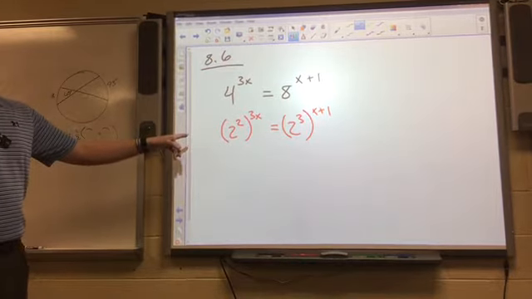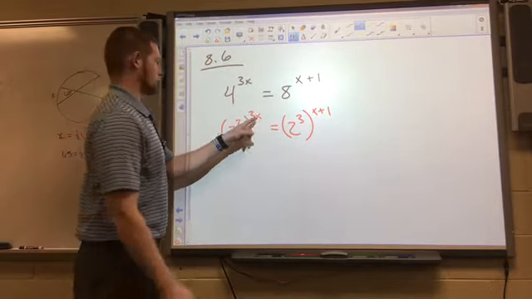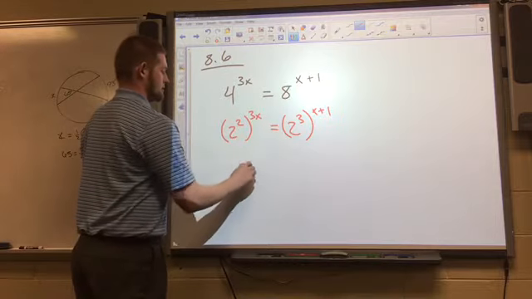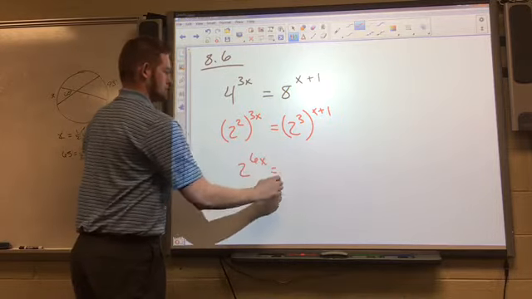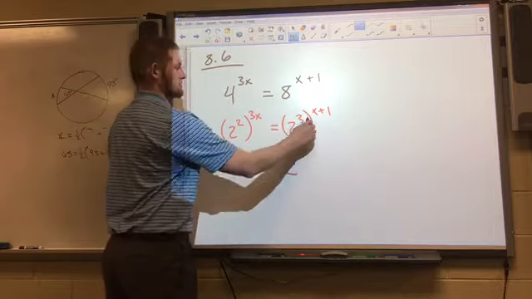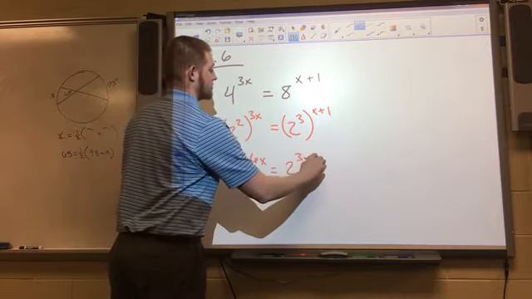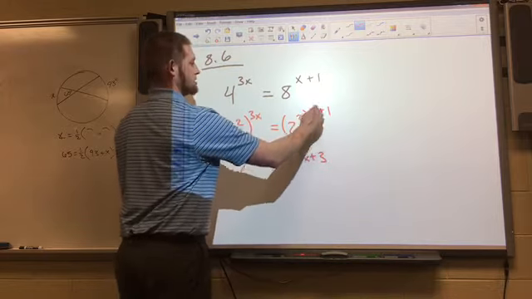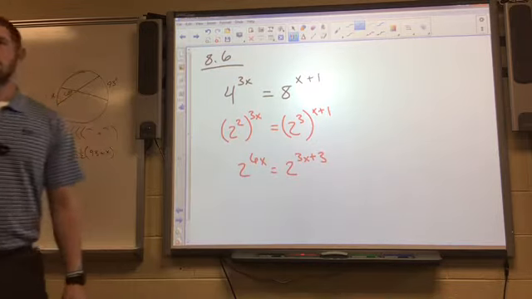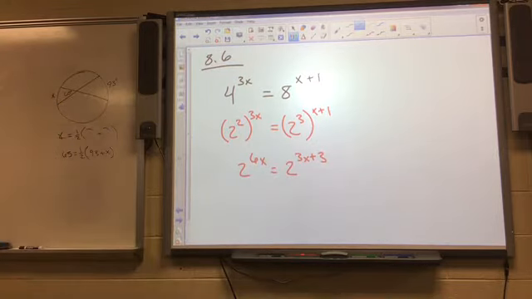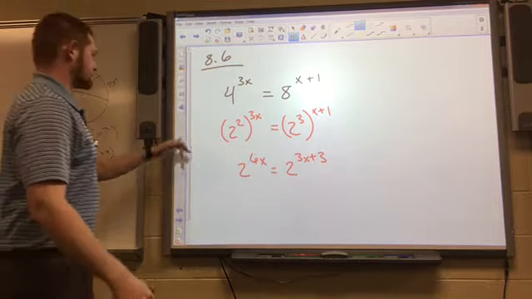Power of a power. I do what? Multiply. So I actually have 2 to the 6x. And on this side I have 2 to the 3x plus 3. You need to multiply it to both of those in that case. So I've gone through this process. My bases are the same now.